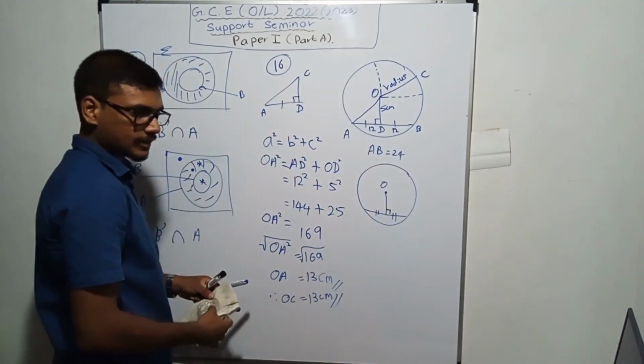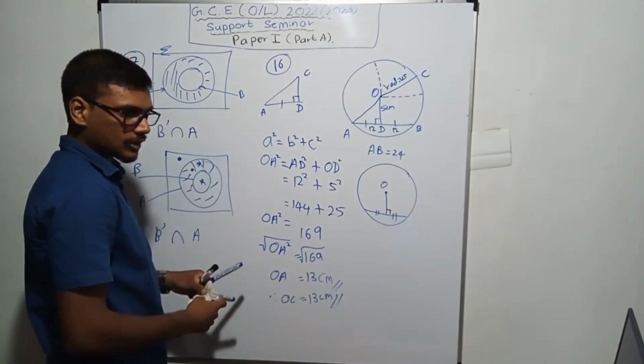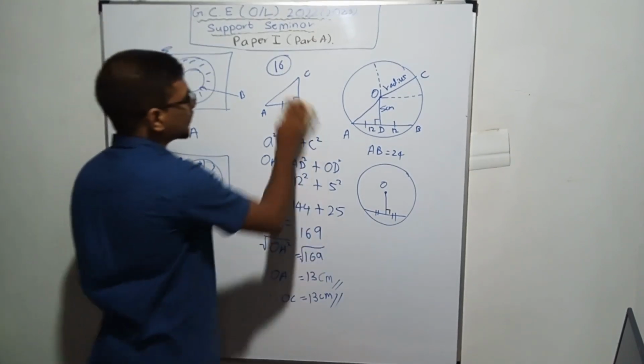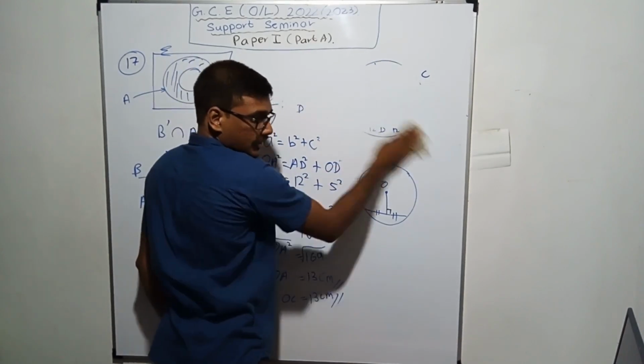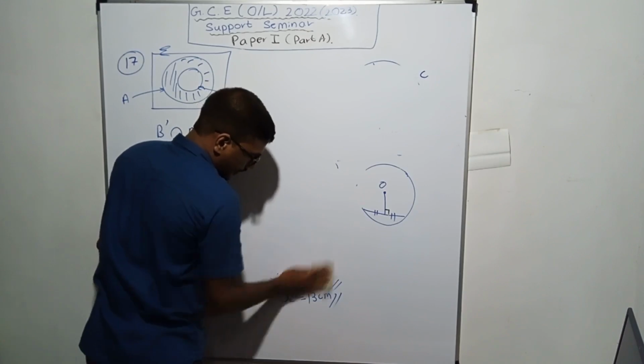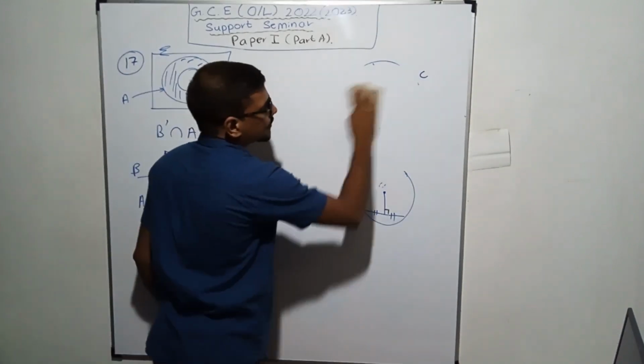18th. Solve the inequality 2x minus 1 less than 3, and write the largest integer. Yes, you have to write the largest integer.